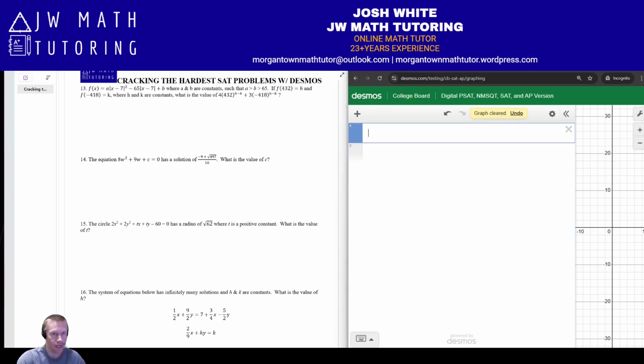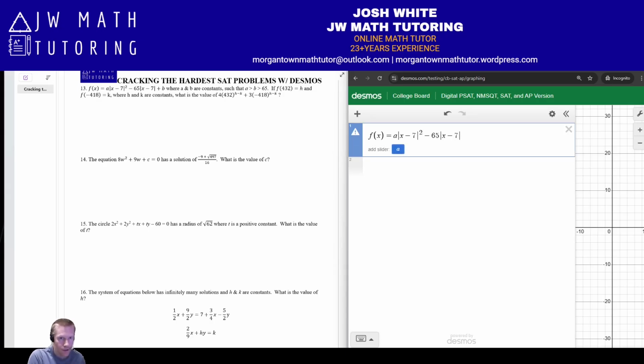All right, let's look next at number 13. This one was a function with some absolute value expressions in it, and telling you that A and B are greater than a number, and f of 432 is h, and f of negative 418 is k, and so on and so forth. Okay, and they want to know what's the value of this expression. All right. So we can actually do this fairly easily in Desmos. All we have to do is first start off with the original function itself, plus b. Okay, now we can add some sliders for a and for b.